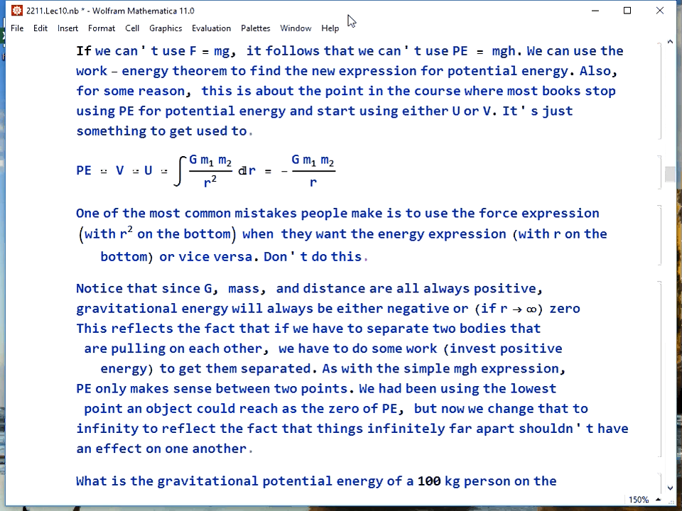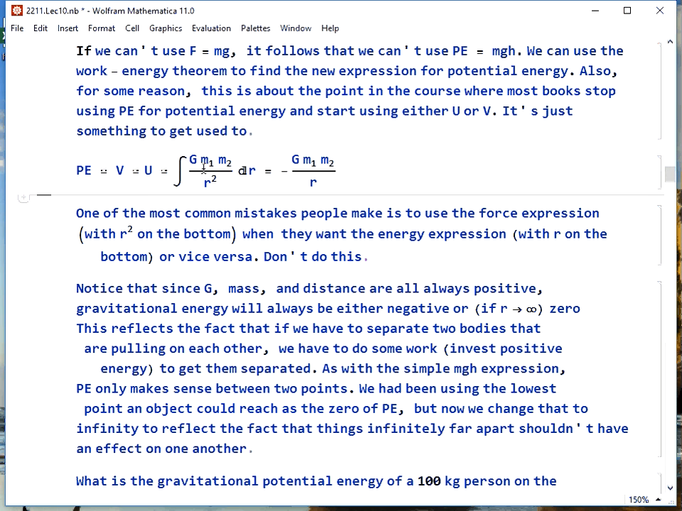Also, a notational point: most books at this point stop using PE for potential energy, and they use either capital V or capital U. I don't really know why they do that at this point, but they do, and you should just consider all three of them to be equivalent. I might use any of them.